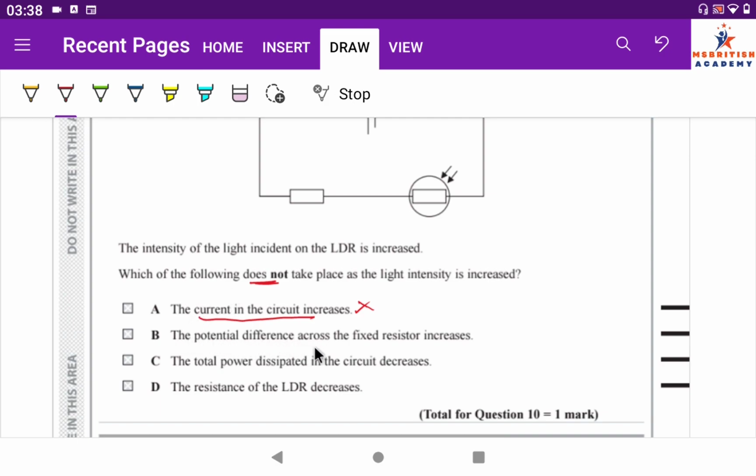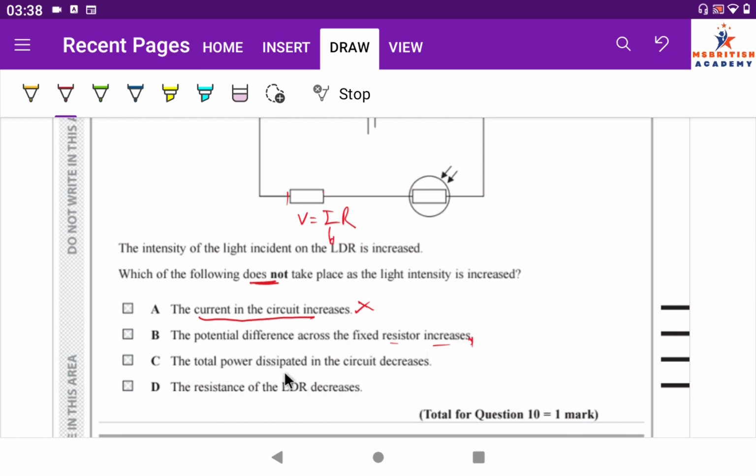The potential difference across the fixed resistor increases. Okay, what is the voltage across this? The voltage across this is the total current in the circuit multiplied by the resistor. So if current increases, overall the potential difference across the fixed resistor will also increase. So you can say B is also a right statement but wrong answer.